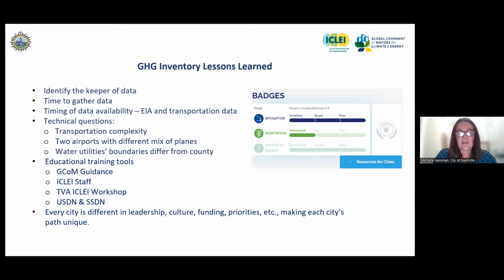I just want to end with saying that every city is different and has different priorities and funding. And so that makes each city's path unique, but there's a lot of resources that can help you in this process.